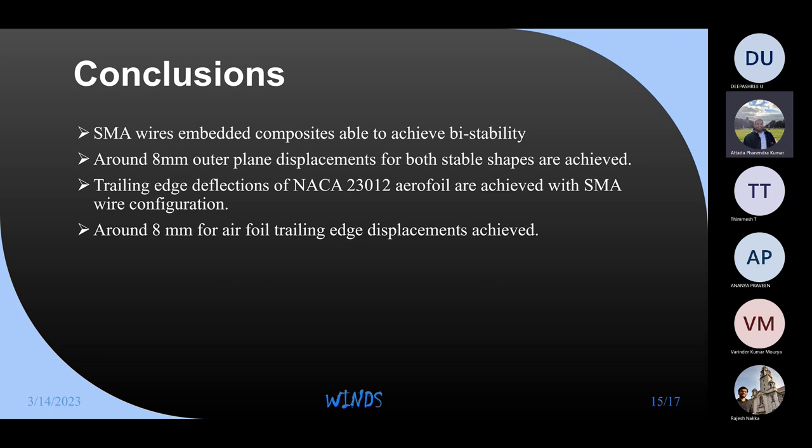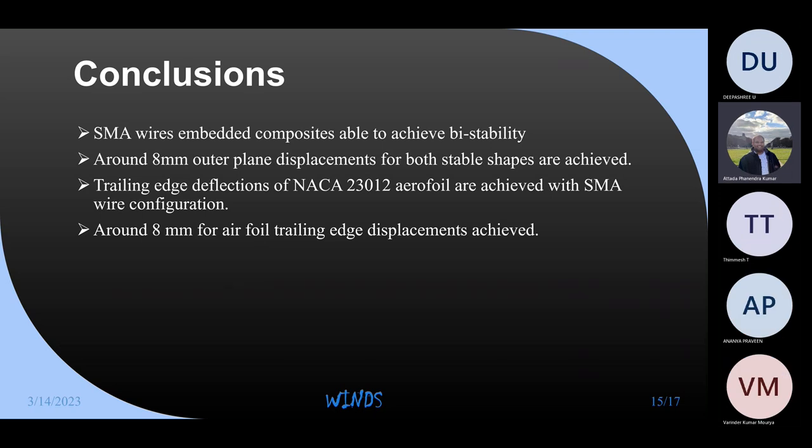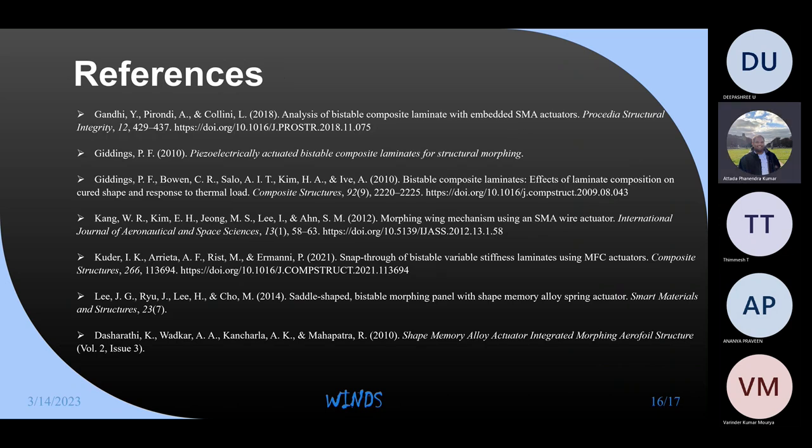So out of this work, the conclusion is, we can embed the SMA wires fully into the CFRP laminate, and about 8 mm out-of-plane displacements in both stable shapes are achieved. And we can incorporate this laminate into the NACA airfoil. And for the second model, we achieved 8 mm trailing edge displacement. So these are the conclusions. Thank you.